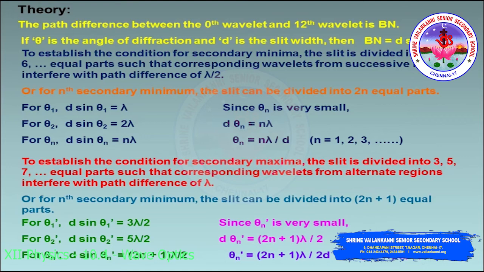And in the next case we said first secondary maxima and secondary maxima also, right? So the nth secondary maxima. This theory part gives the calculation for the path difference, that is bn equals d sin theta, how we got it, and the position of minima, that is lambda equals d sin theta 1 we have taken. The path difference between the wavelets gets varied with theta. If the slit is divided into 2, lambda by 2 we have taken. So destructively we are getting minima and constructively we get the maxima. So both cases we explained here.